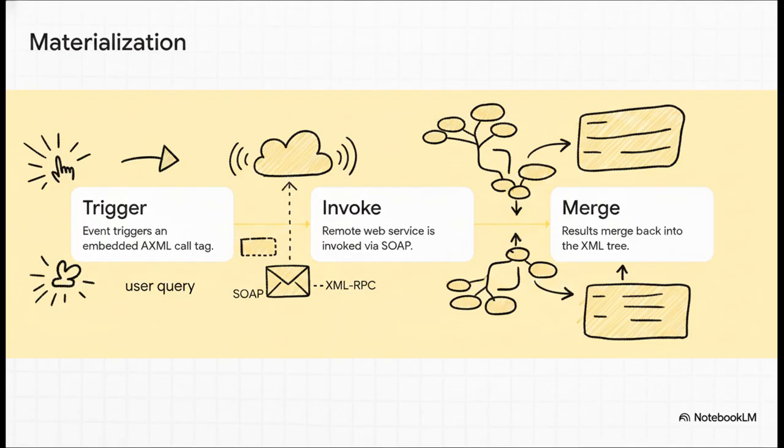First, an event, like a user query, triggers an embedded AXML call tag. Second, that node invokes a remote web service, usually using SOAP or XML RPC. And third, the results are materialized. They are merged right back into the XML tree where the call was originally made, physically growing the database in real time.